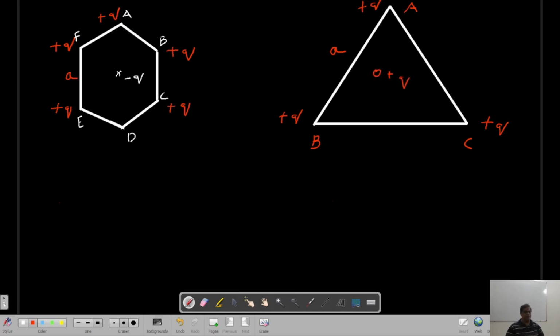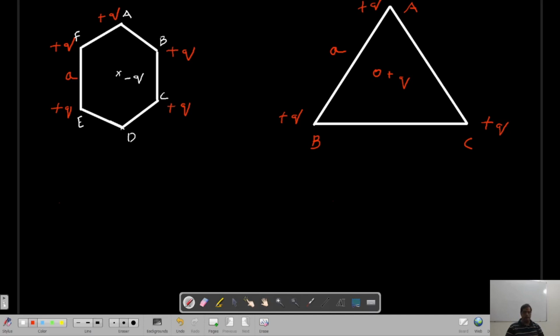So let us call this point O. We must find the magnitude of the net force experienced by the charge plus q placed at the center of the triangle. Now in order to find this, we will use Coulomb's law, and by looking at the diagram and the geometry of the situation, we can see that the magnitudes of the forces experienced by the charge plus q at O due to all the other charges are equal. The magnitudes are equal because the charges are equal and the distances from the corresponding points are also equal.